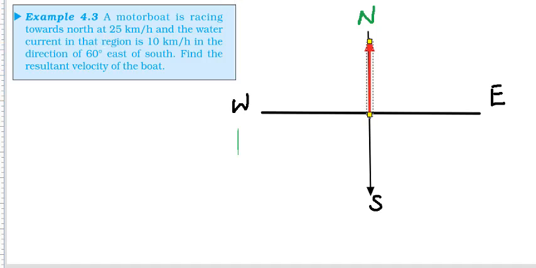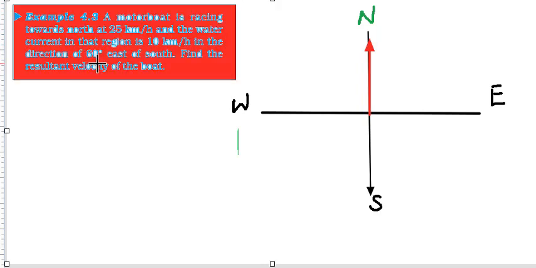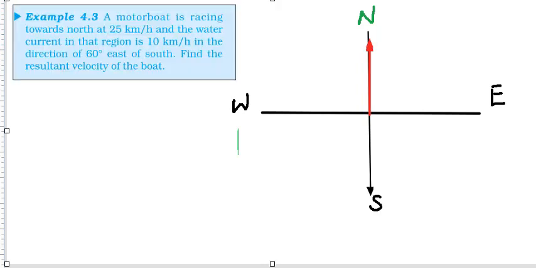What is the direction of flow of water here? Water is flowing, you can see that, 60 degree east of south. How to understand this direction? 60 degree east of south. So that is it. You have to start from south. So this is south. 60 degree from south in which direction? In the east direction. So you have to take another vector.